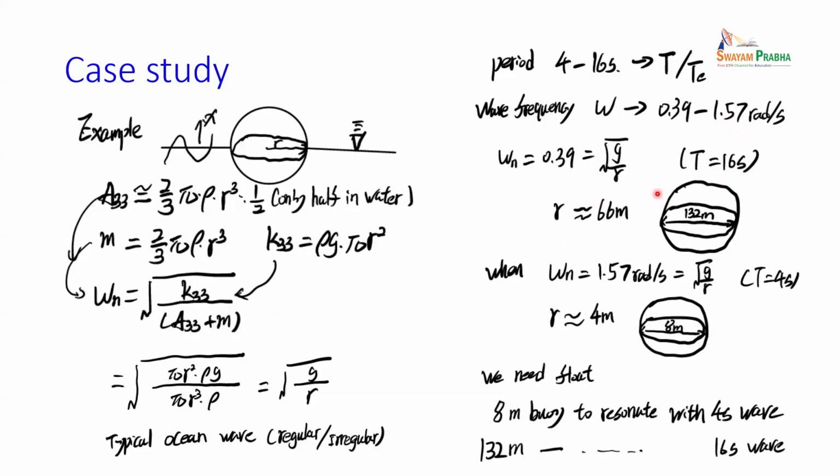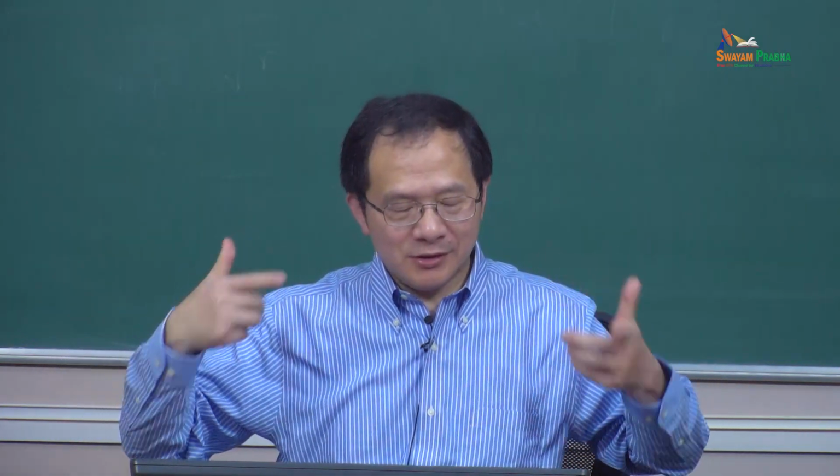is 66 meters, or your radius, the 66 radius. Okay, it is radius, not diameter. Diameter times 2, 132 meters. 132 meters, in that way you can have resonance, right?